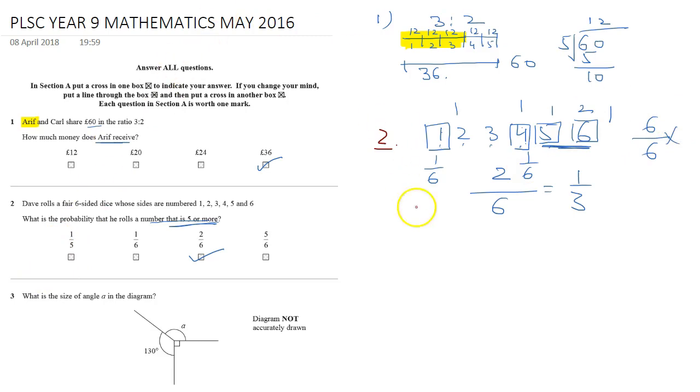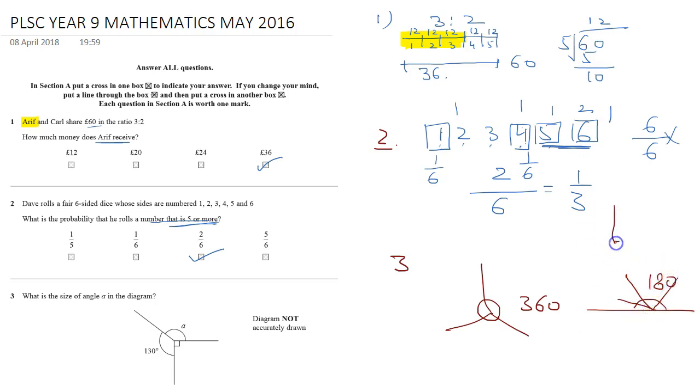Question number 3. What is the size of the angle A in this diagram? Now when all lines meet at one point like this, they make an angle of 360. When all the lines meet on a straight line like this, they make an angle of 180. When lines meet this way, they make an angle of 90 degrees. So this is 360. This symbol is 90.